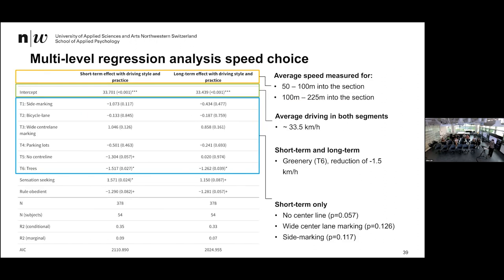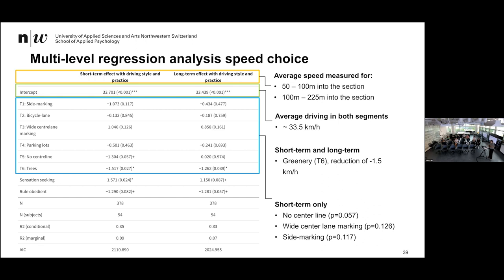This is a multi-level regression analysis, a more sophisticated analysis of what's going on, also taking into consideration that we have repeated measures and the within-subject design. What we see here is two models that have been calculated: a short-term effect, meaning 50 to 100 meters into the treatment section, and a long-term effect, 100 to 225 meters. The overall section was about 300 meters, and we cut off the measures at the beginning and at the end to have lower standard deviations, given the adaptation to the treatment.